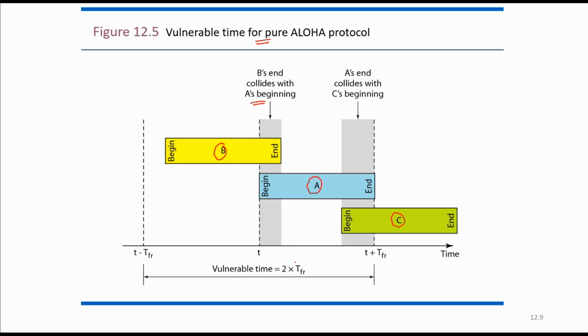So then what is the vulnerable time? Vulnerable time is considered to be like this, the TFR. TFR is the frame transmission time. So what is the frame? If a frame B is there, then for transmitting frame B, the TFR time is required. Whatever the TFR time is, multiplied by 2, this will be considered as the vulnerable time. That means up to this amount of time, there is a possibility of error, or a possibility of collision basically. That's why it is called the vulnerable time.